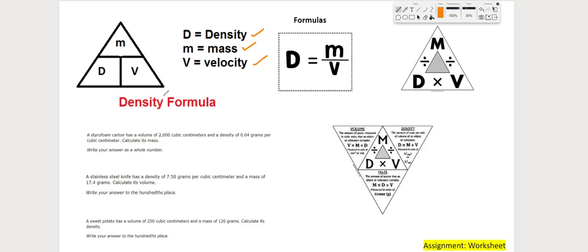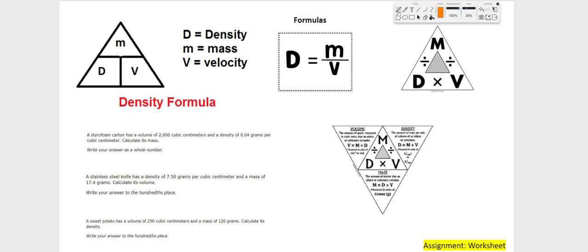So depending on what you're looking for in this formula: if we look at the formula, it says density is equal to mass divided by volume. So look at this. If I'm looking for density, I'm going to circle D, and notice what you have. You have mass on top of volume. So that's basically mass divided by volume. This is how you will solve for that problem.